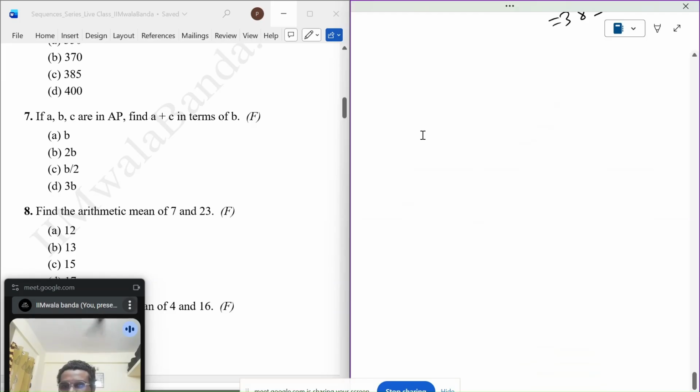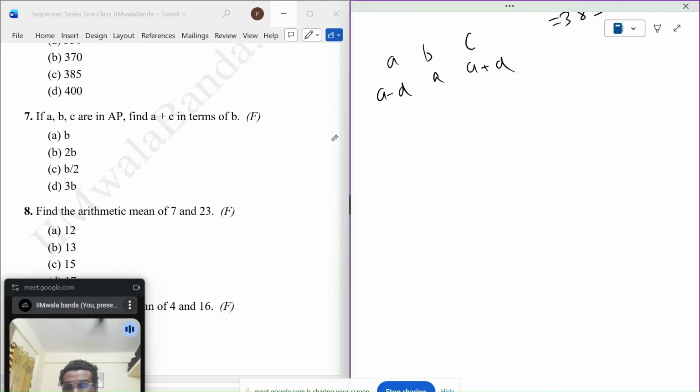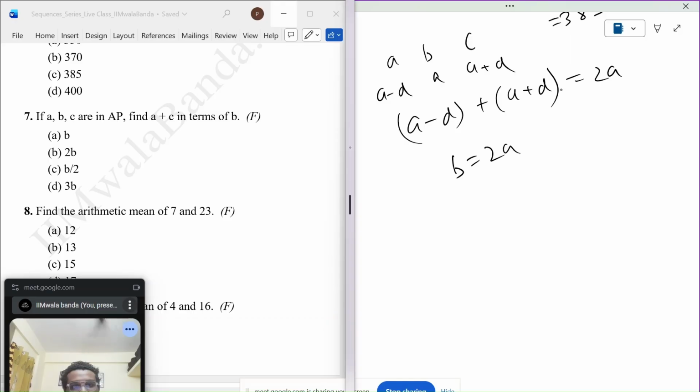A, B, C are in AP. Okay. And A plus C. Now don't write A plus C. Can you assume them as this? A minus D, A, and A plus D. You can assume them like this. Now it is saying A plus C, which is 2A. Why? Because A minus D plus A plus D is basically 2A. It wants me to write it in terms of B. B was already A, right?